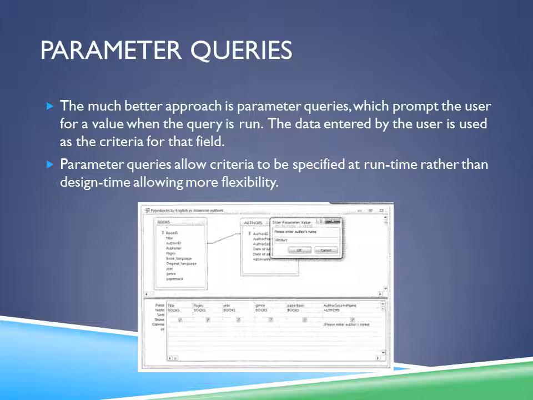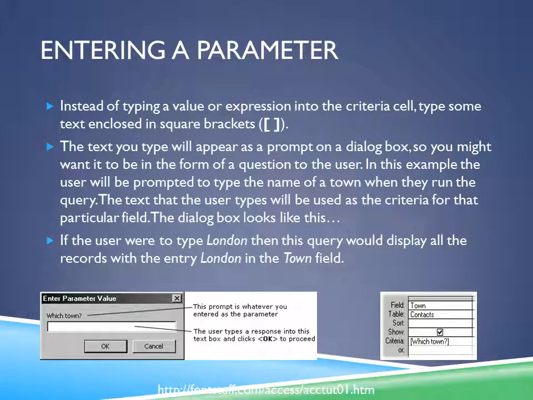So as you can see below in this figure, it's a parameter query in Microsoft Access, and the way that you specify the criteria is by using square brackets, by typing them, and then you'd input the precise criteria into a dialog box when the query is run, and that's how you create a parameter query. Instead of typing a value or expression into the criteria cell, the user types some text enclosed in square brackets, which you can see to the right.